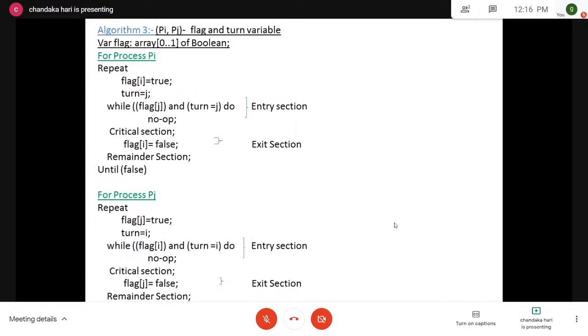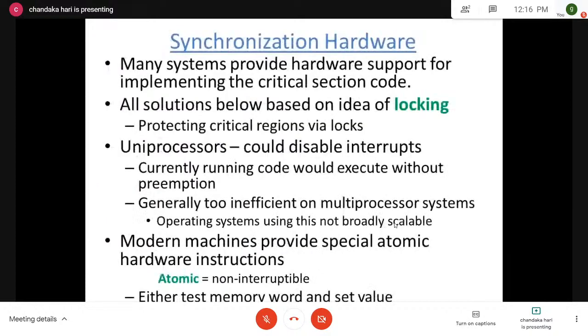That's it. This is how you write a software solution for protecting data which is shared by more than one process, so that it is not allowed into critical section inconsistency.